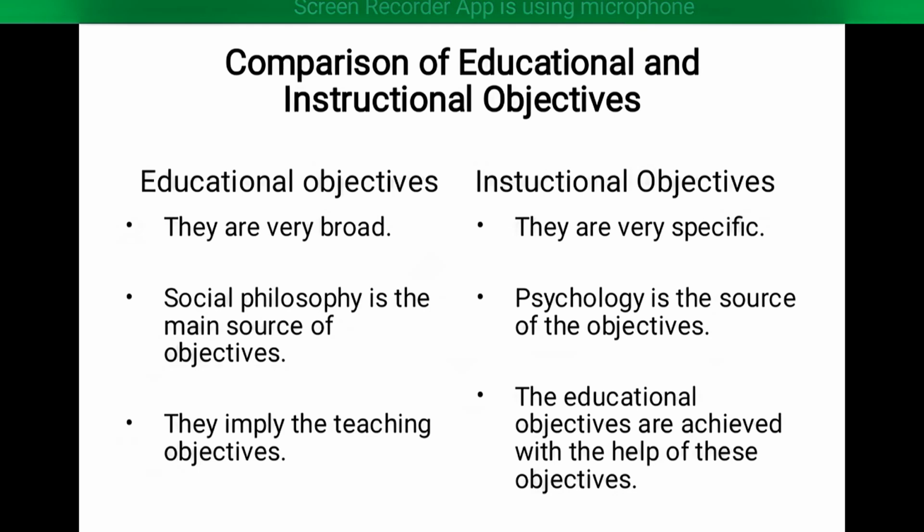Comparison of educational and instructional objectives. Educational objectives are very broad. Instructional objectives are very specific. For educational objectives, social philosophy is the main source of objectives. For instructional objectives, psychology is the source of the objectives. Educational objectives imply the teaching objectives. Instructional objectives are the means by which the educational objectives are achieved.